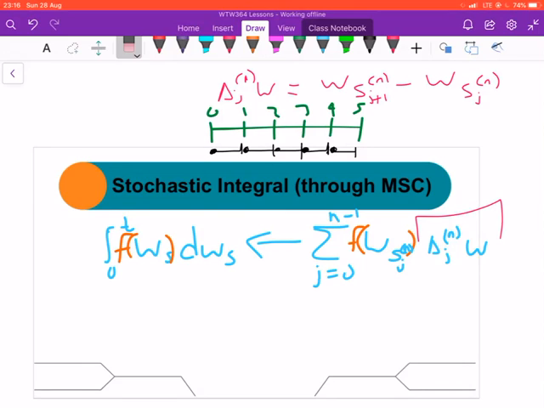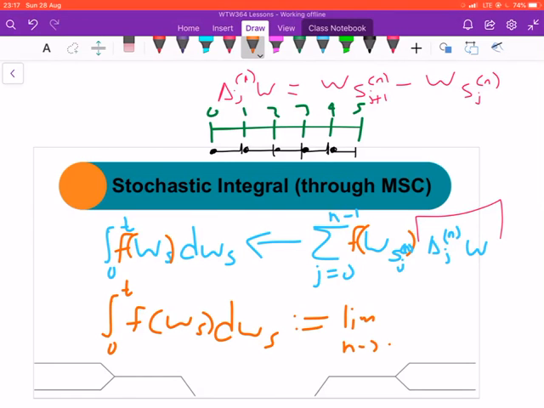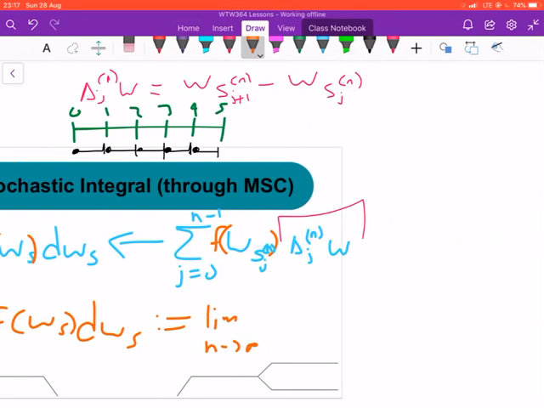So with this being said, we can conclude that if you are trying to find the integral from 0 to t of f of w_s dw_s, that is a function that is influenced by a Brownian motion, you can just find the limit as n goes to infinity of the Riemann sum.